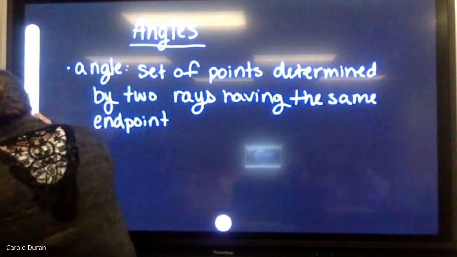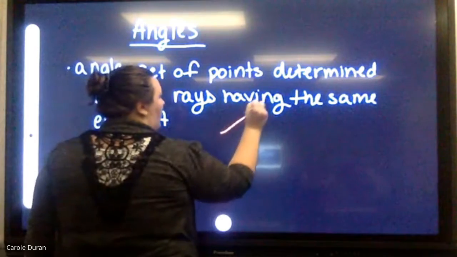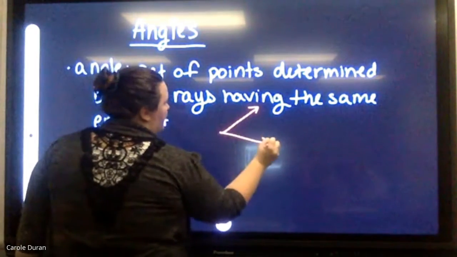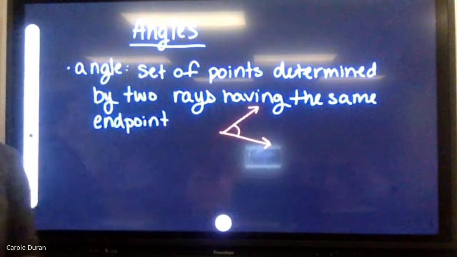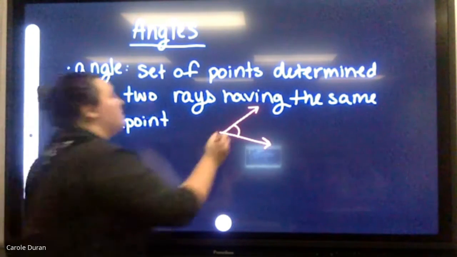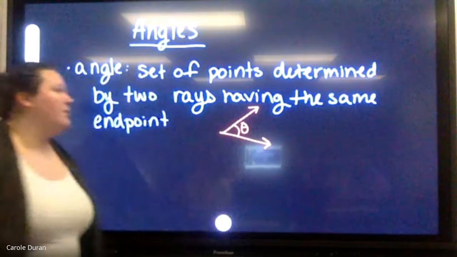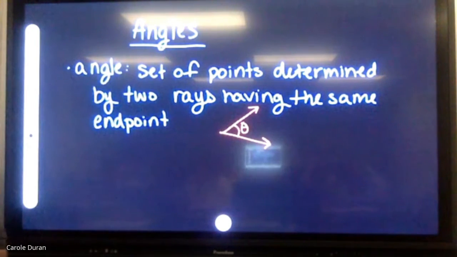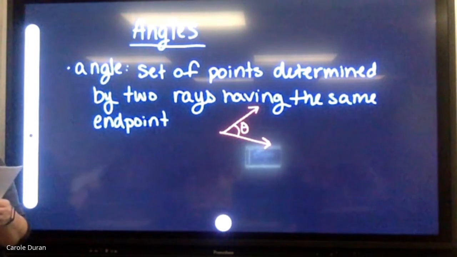So if I were to draw a picture of an angle, I would have one ray, two rays, and then the angle formed by the distance between those two rays at any given point is an angle. When we talk about angles in trigonometry, we typically talk about it in terms of theta, which is a circle with a little line through it. This stands for some unknown angle, okay?